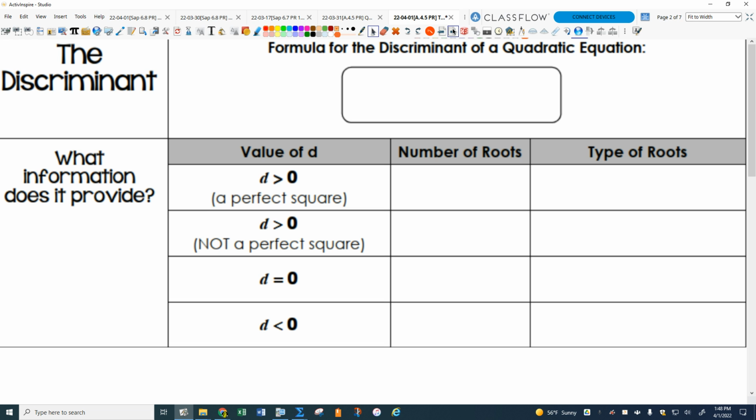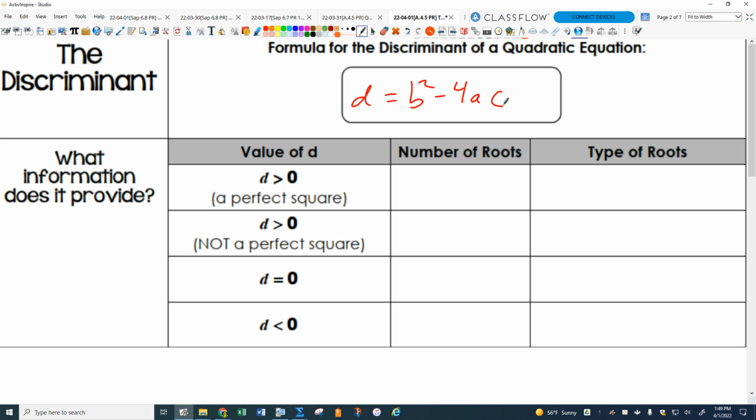Okay, so let's fill out your notes. Try this on your own. First of all, just see if you can remember what's the formula for the discriminant. We call it D, and you already know it. You already know this formula because you know the quadratic formula. What is it? B squared minus 4ac. Just the part that's inside the square root in the quadratic formula.